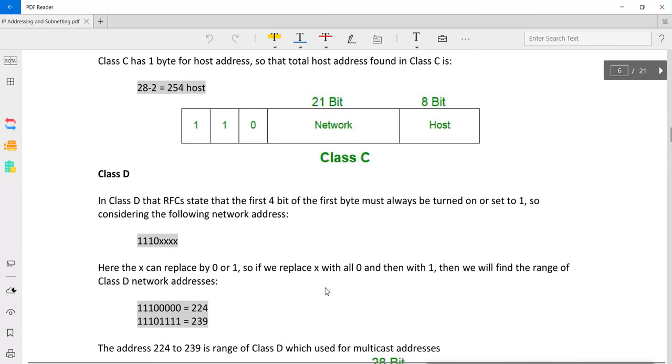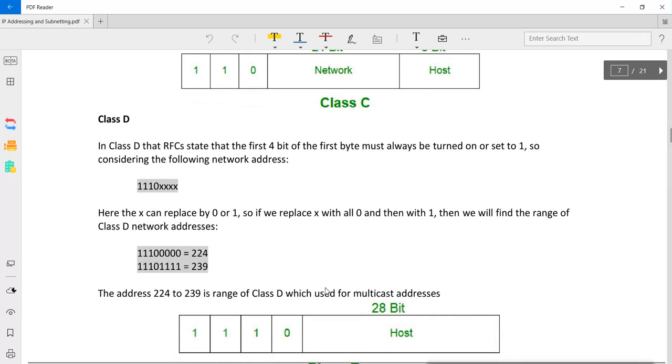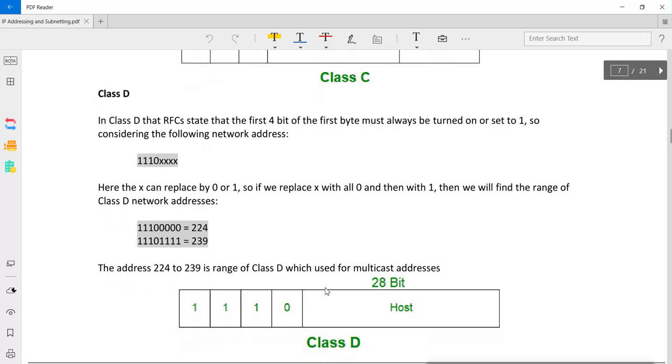Now you see the class D is reserved for multicasting. That means in that class D, the RFCs state that the first 4 bits of the first byte must always be turned on or set to 1. So considering the following, the network addresses will be from 224 to 239.